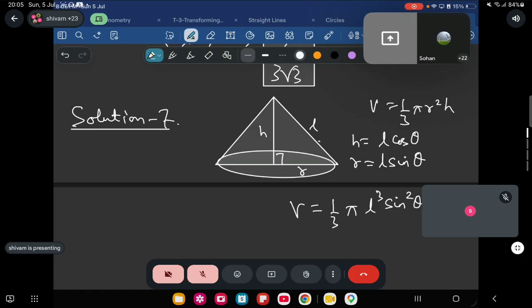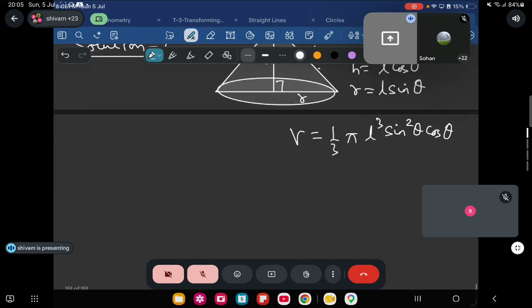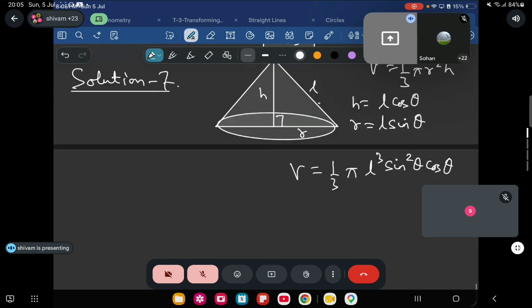Now, why did I find it in terms of L? Because the slant height is given to us. H and R are not given. Whatever is given, you find it in terms of that variable only, okay? Now see, the volume is maximum when this is maximum. What is the maximum? Just now we have found it: 2 by 3 root 3.